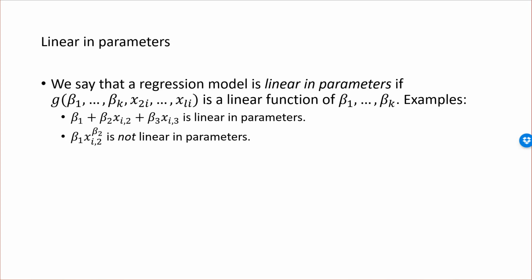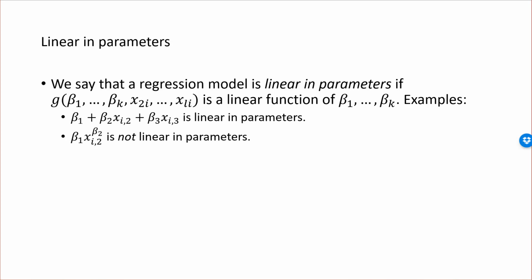If you're uncertain, then there is a simple way of checking it. You can just take this g function and do the partial derivative of it with respect to any of the beta parameters. So take the first example here. If I differentiate this with respect to beta 2, I'm left with xi2. If this derivative does not depend on beta, then it's linear in parameters. In the second case, I can do the derivative with respect to beta 1, and then I'm left with xi2 raised to beta 2. And that depends on beta, so it cannot be linear in parameters.